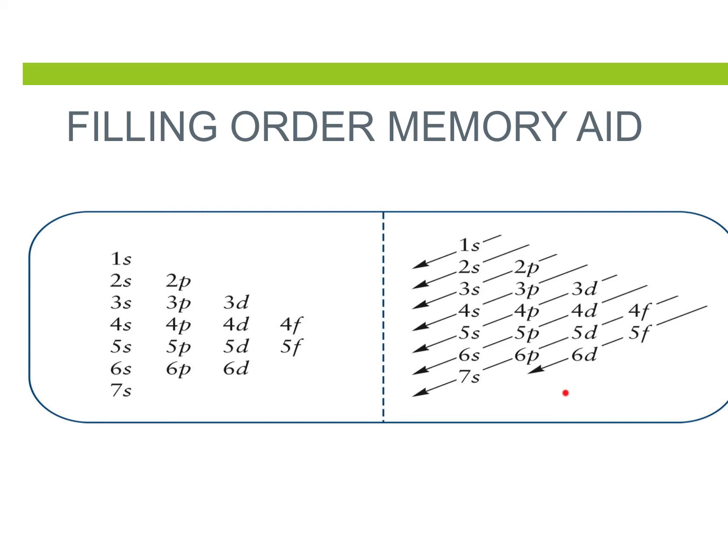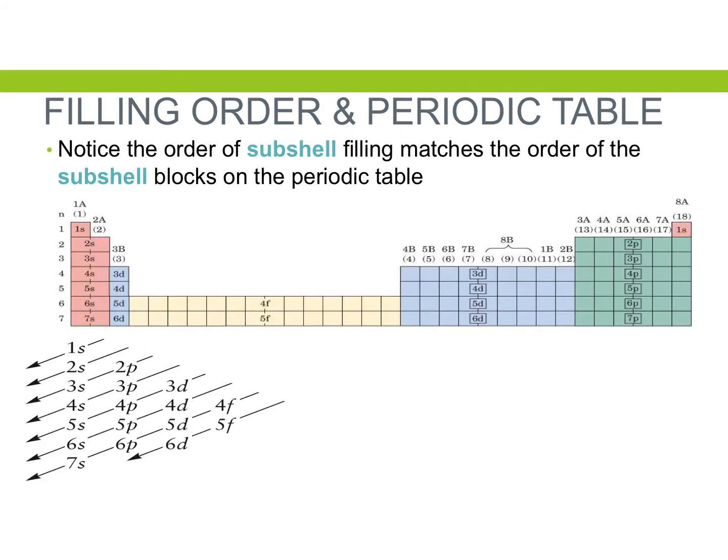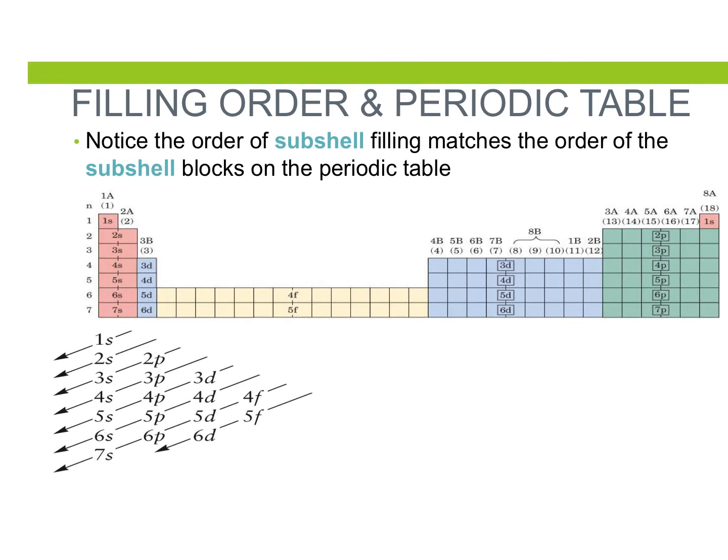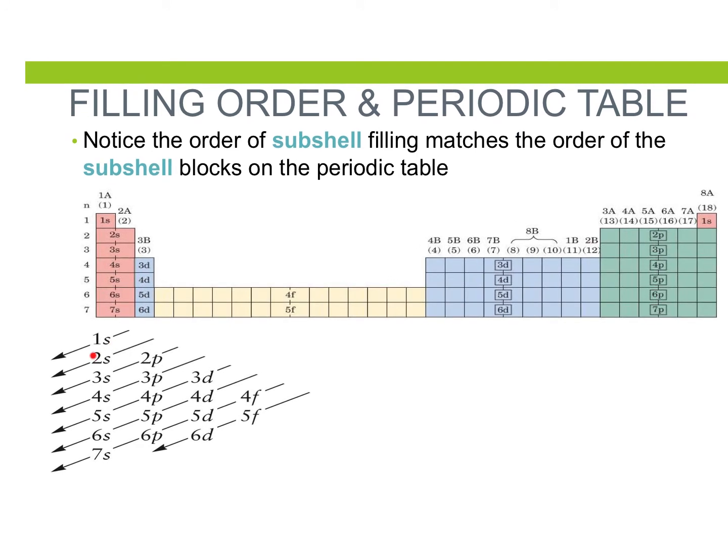So that's one memory aid, right? If you can just remember to write the triangle, you just follow the downward arrow. I'm going to change my slide, but the same diagram's on the next slide. So on this slide, this is the same filling order.